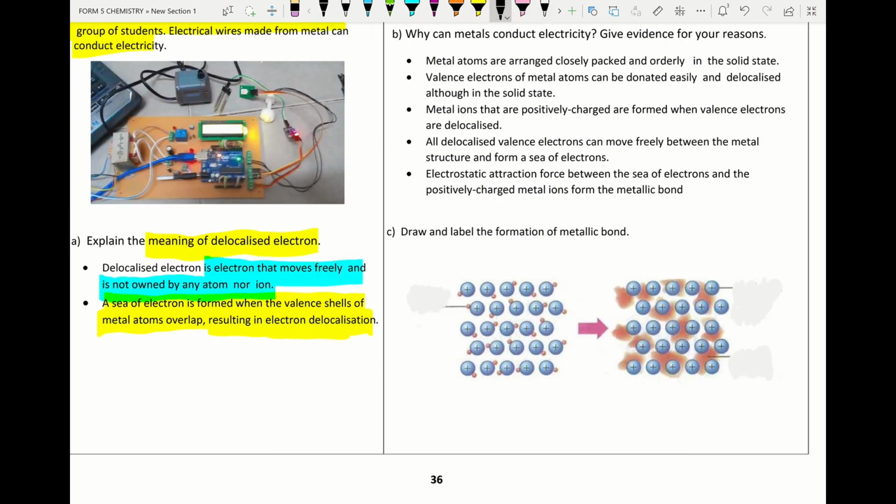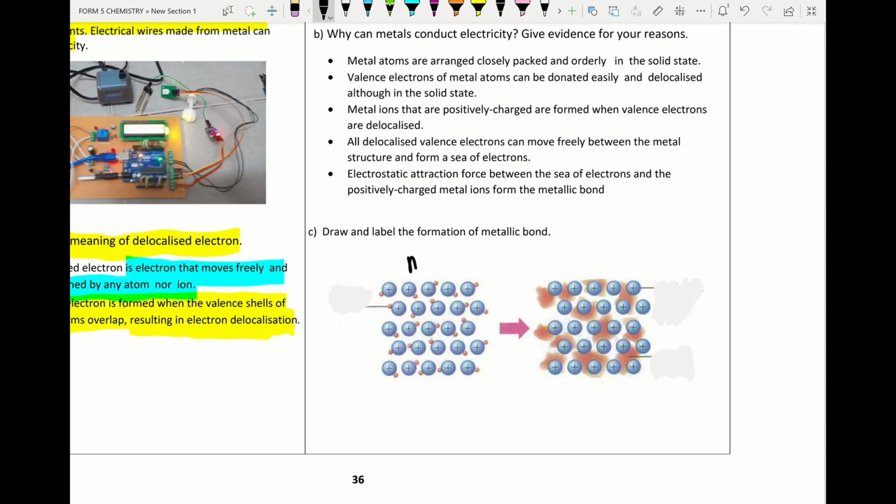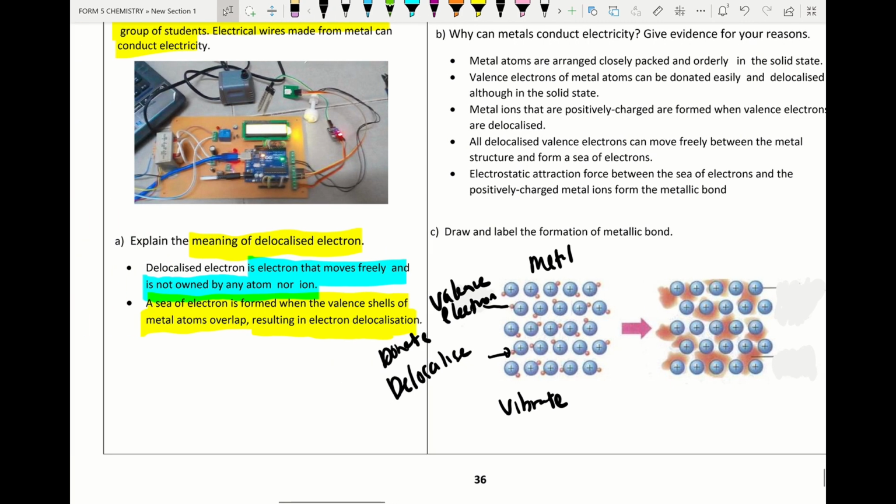So here, please check this structure. This is known as metal. The atoms in the metal are arranged closely packed and in order, and this is known as the valence electron of the metal atom. The metal atoms can vibrate and rotate at fixed positions, and during vibration and rotation, some of the valence electrons can be donated and delocalized. This delocalized electron can form a sea of electrons when the valence shells of the metal atoms overlap.